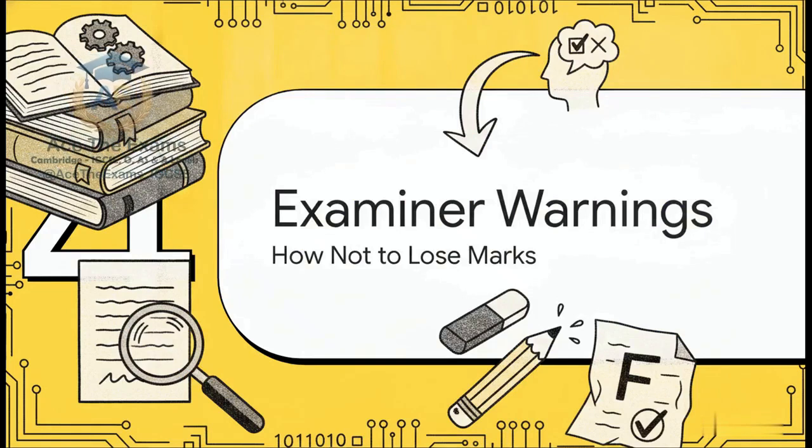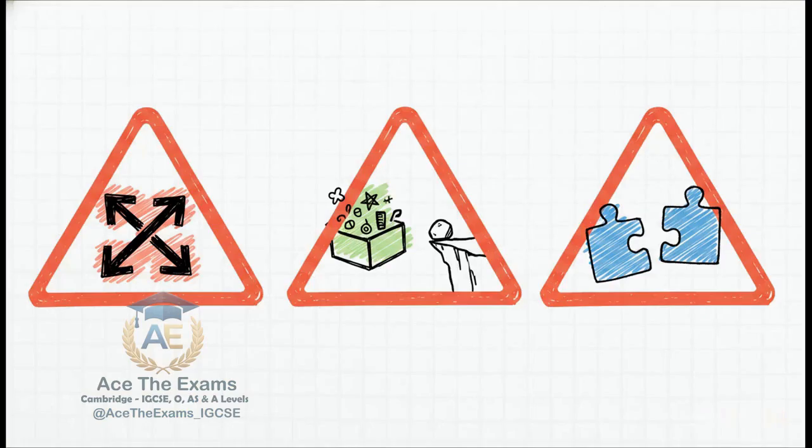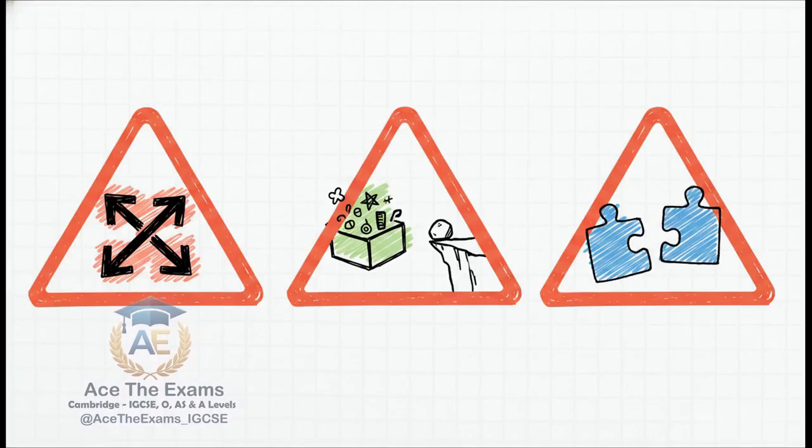Section 4. Top 3 Examiner Warnings, How Not to Lose Marks. Now that you know how to earn the marks, we need to look at the principal examiner reports to see exactly how students lose them. This is straight from the source, the actual people grading your papers. Here are the top 3 fatal mistakes.